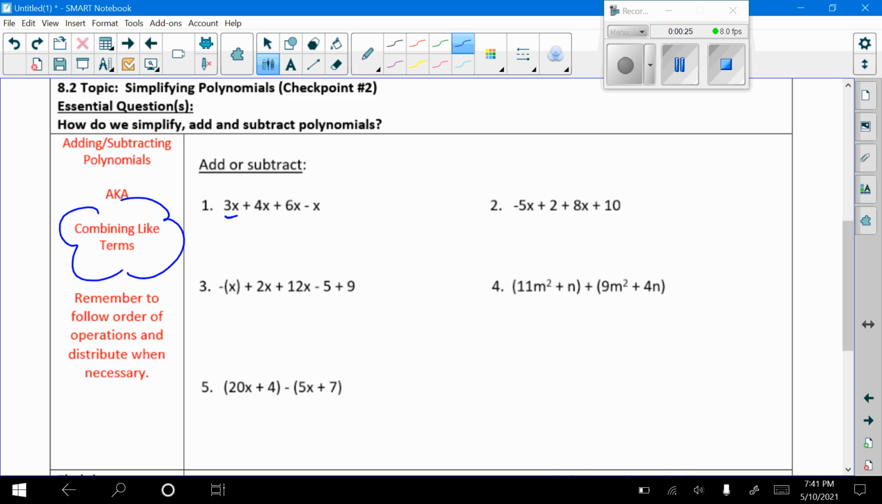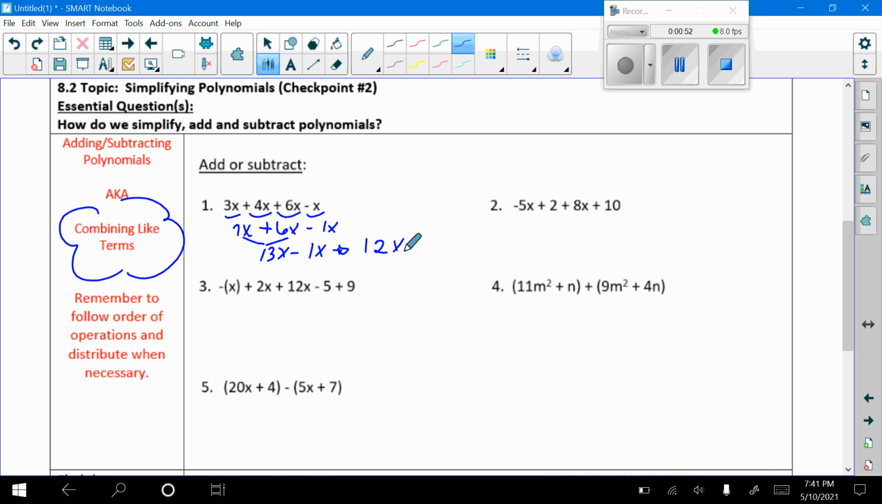So I've got the 3x, a 4x, and a 6x. Remember the sign in front of it goes with it. I also have a negative 1x. So 3 plus 4 would be 7x plus 6x minus 1x. And 7 plus 6, that gives me 13x, take away 1x. That's going to give me 12x.